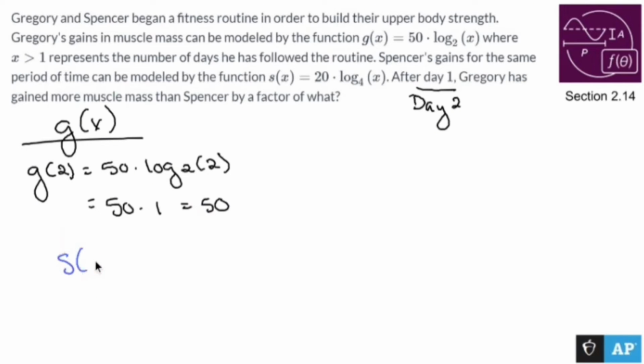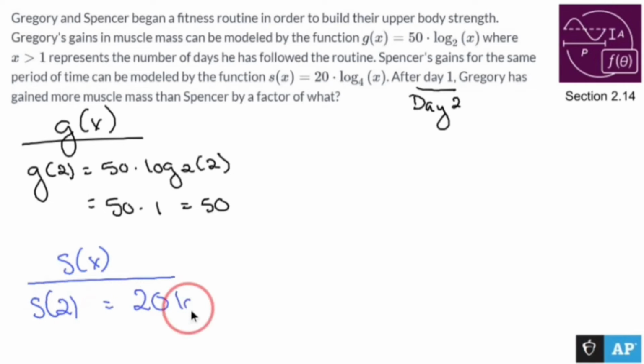Now, let's take a look at Spencer, s of x. This is going to require a little bit more. In order for me to find s of 2, I have 20 log base 4 of 2. Now, I don't have a calculator. I can't do log base 4 of 2. But this is what I can do.